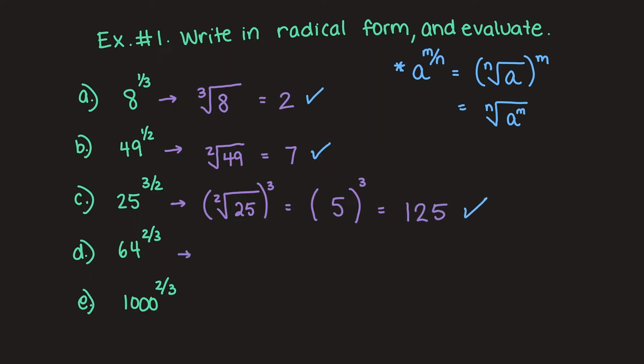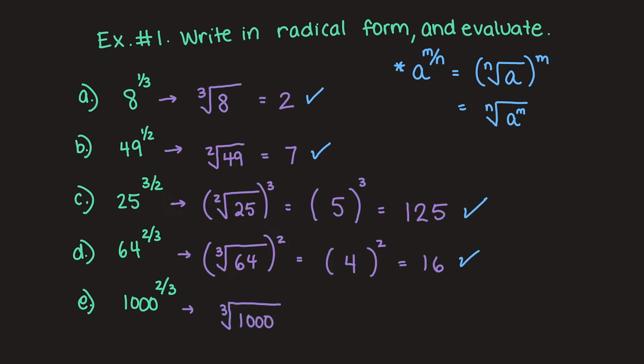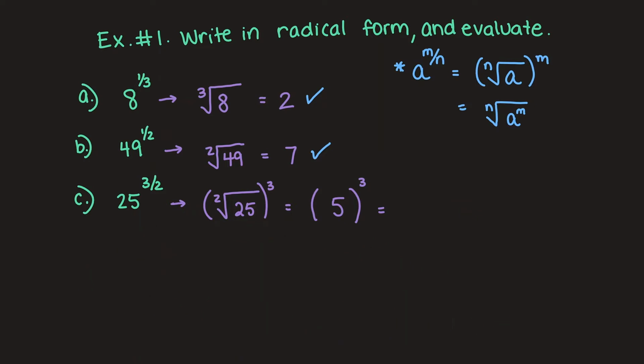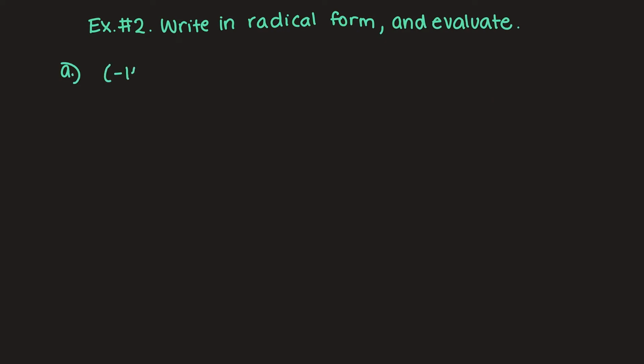And we can rewrite 64 raised to the 2/3 as a radical with an index of 3 raised to the 2nd power. So the cube root of 64 is 4, and then 4 squared is 16. 1000 raised to the 2/3 can be written as a radical with an index of 3 raised to the 2nd power. So the cube root of 1000 is 10, and then 10 squared is 100. Okay, so now let's try some examples with some negative bases.